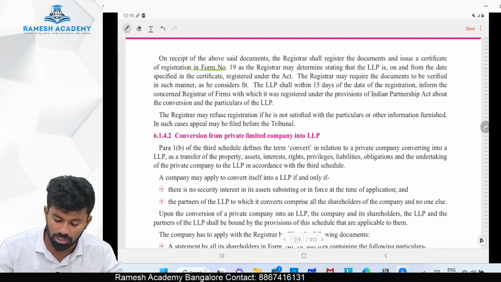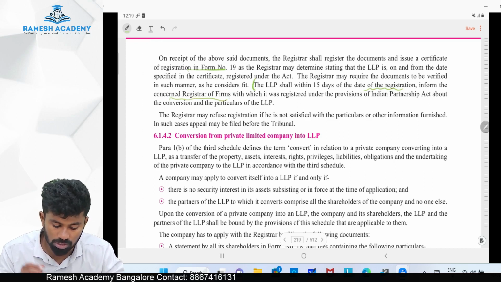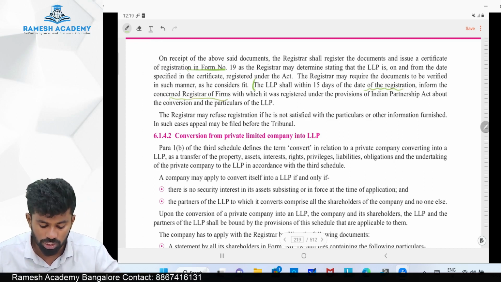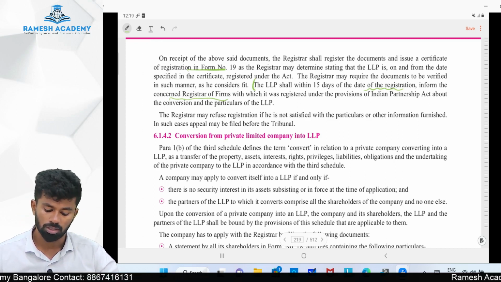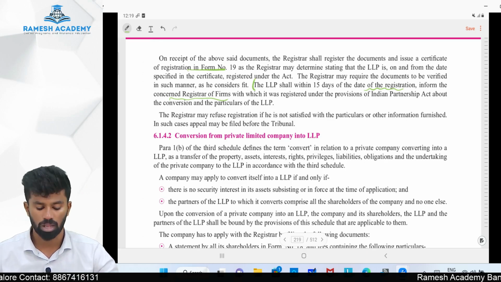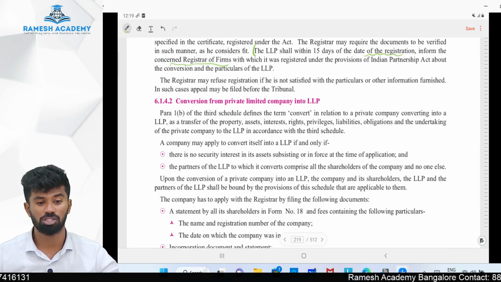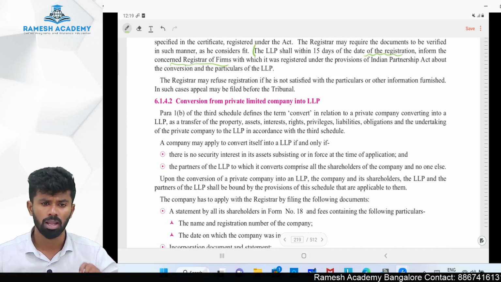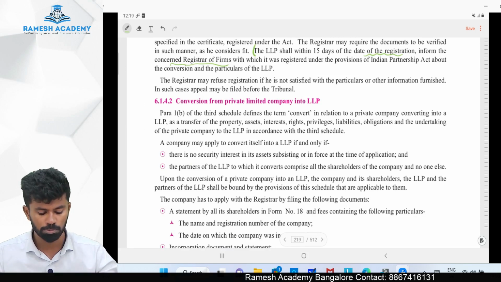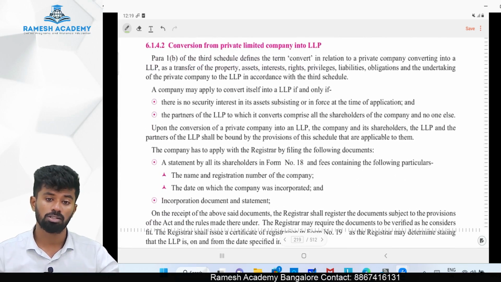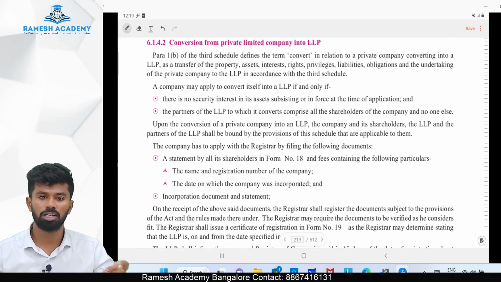The LLP shall within 15 days of the date of registration inform the concerned registrar of firms with which it was registered under the provisions of the Indian Partnership Act about the conversion and the particulars of the LLP. This is how registration of conversion of partnership firm into LLP is done. You have to file the documents with the ROC, and all the partners of the partnership firm should become partners of what? Partners of LLP. Conversion from private limited company to LLP.